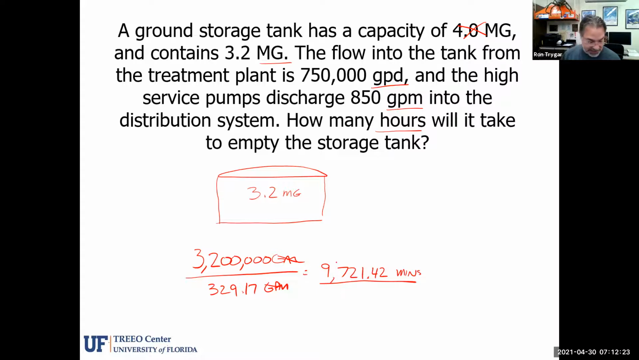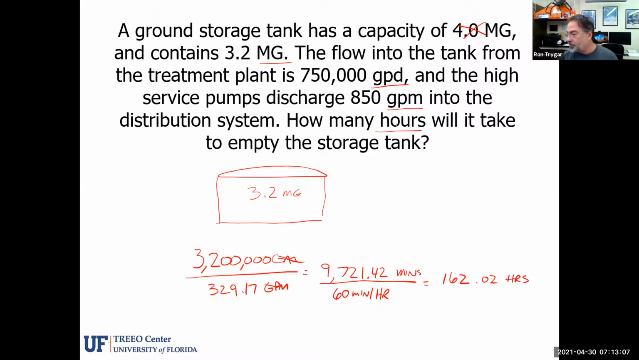So we're going to divide this by 60 minutes per hour. And we're going to be left with hour units. So 9,721.42, divide that by 60. And I came up with 162.02 hours. All right, that's a lot of hours. 162 hours, that's more than a day, that's more than several days. So the question right now is answered. We've answered the question, how many hours?